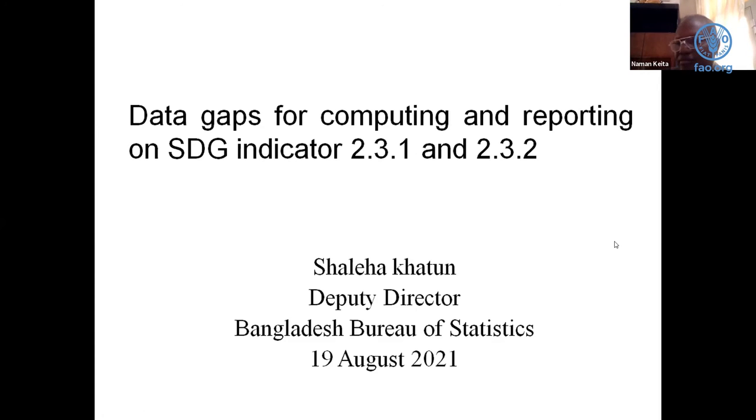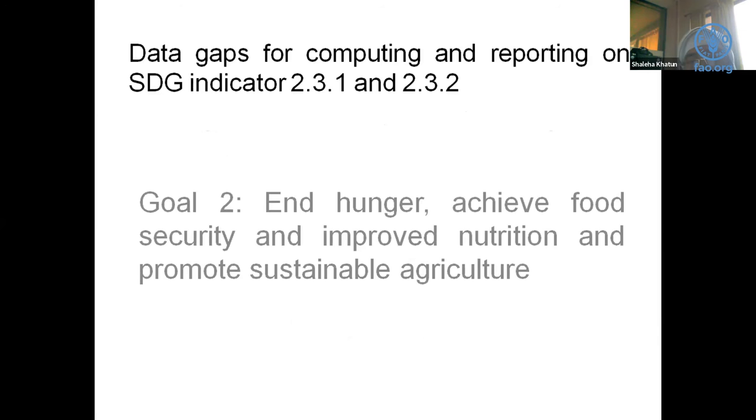Okay. Welcome to the presentation on data gaps for computing and reporting on SDG indicators 2.3.1 and 2.3.2. I am Saleha Khatun, the director, working in the agriculture wing of Bangladesh Bureau of Statistics. Now our topic is related to SDG goal 2, which is to end hunger, achieve food security and improve nutrition and promote sustainable agriculture.